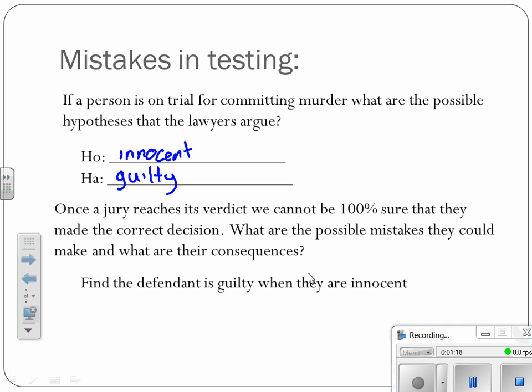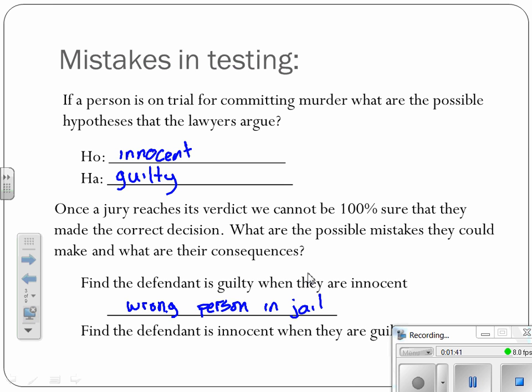Right? Now, if they send a guilty person to jail, that's a good thing. That's a great decision. If they set an innocent person free, there's no problem with that. However, let's say that they find the defendant guilty when they are innocent. Well, that's a problem, mainly because now all of a sudden they put the wrong person in jail.